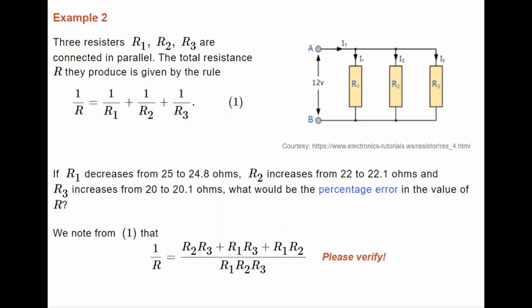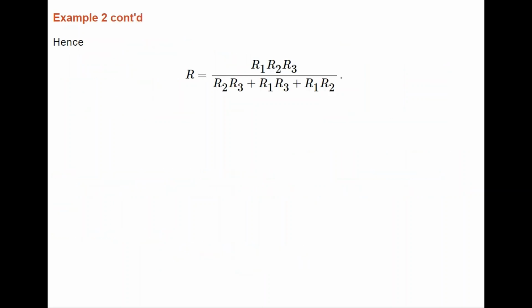Now, although it is a simple calculation, I would still insist you to please verify that. So we can easily obtain the value of R from 1 over R, as it's simply the reciprocal of 1 on R. So R will be equal to R1, R2, R3 divided by R2, R3 plus R1, R3 plus R1, R2.